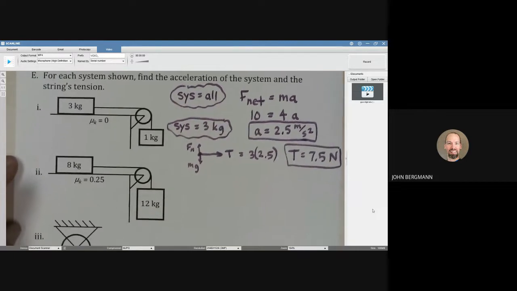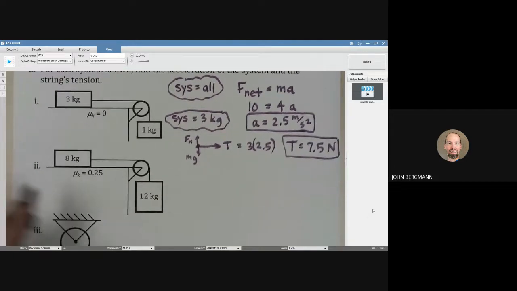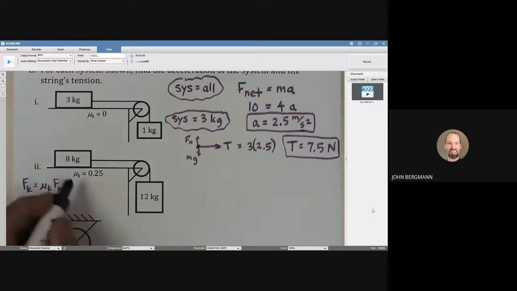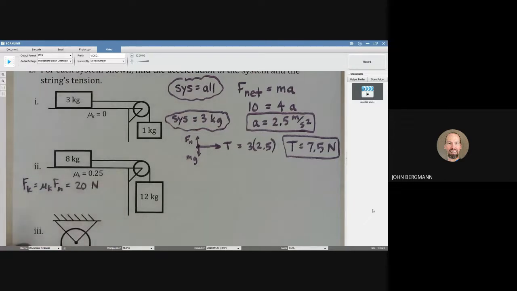All right, how about the next one? Now we have some friction here, some kinetic friction as this thing slides. So the kinetic friction force, recall, is equal to mu sub k times the normal force. And we do that in our head for this case. What's the normal force on this mass? Isn't it 80? 80 times 0.25 is 20. So there's a 20 newton frictional force that's acting on this.